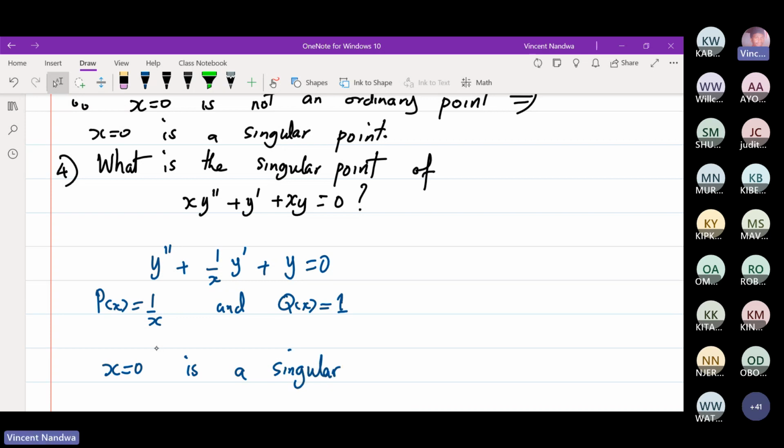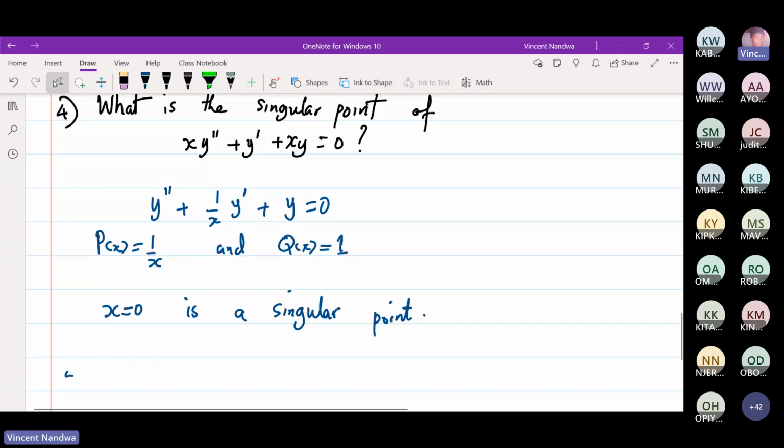What makes us say that is that for this function p, we have 1 over x. So the point where the function is not continuous, the function is not analytic at the same point. Which means that point is a singular point. So x equals 0 is a singular point.